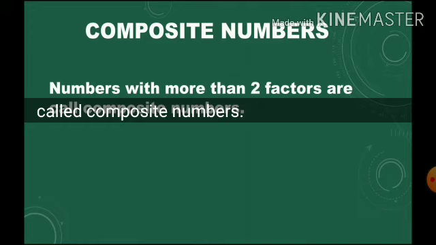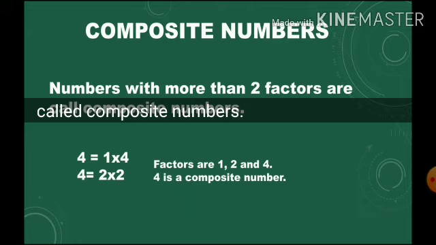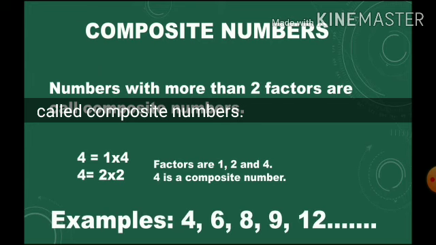Composite numbers. Numbers with more than two factors are called composite numbers. 4 is equal to 1 into 4. 4 is equal to 2 into 2. So how many factors are there? 3 factors are there. That means more than 2 factors. So 4 is a composite number. So some composite numbers are 4, 6, 8, 9, 12, etc.